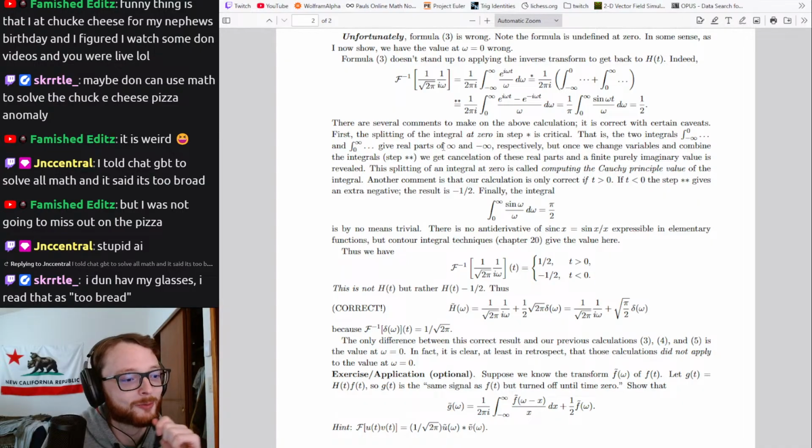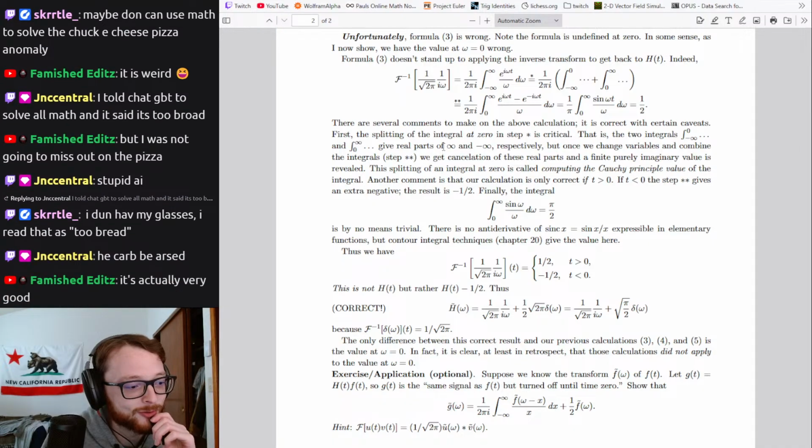Given ETA, I want to set an alarm once you solve math to celebrate. Maybe Don can use math to solve the Chuck E. Cheese pizza anomaly. I don't know. I don't think that's of this universe. It's actually very good, famished? Okay. I told ChatGPT to solve all math. It said it's too broad, stupid AI. Yeah, that is stupid. Too bread? There's no such thing as too bread. He carb be asked? Oh my god.